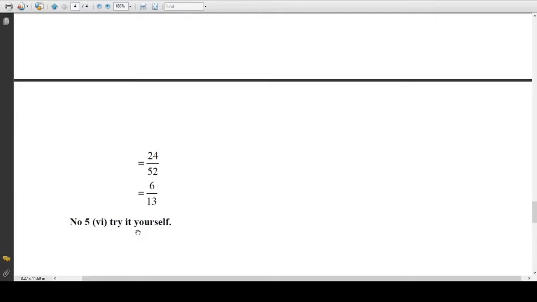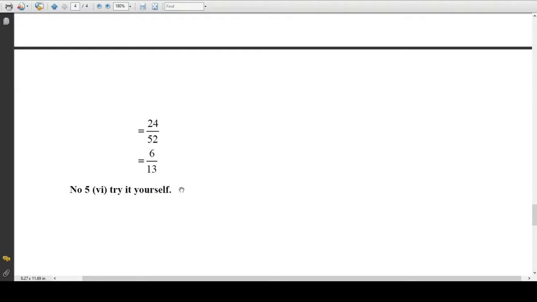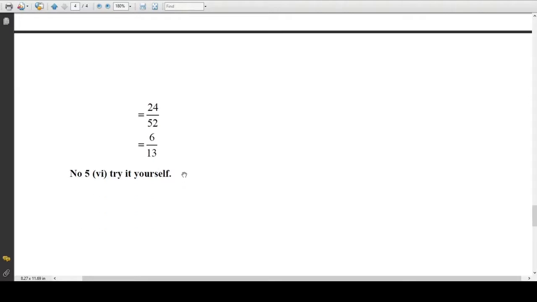Number 6, you try to do it by yourself. It is a very simple thing, just to find the probability. Once you understand how much the favorable outcome is, the possible outcome is usually the same thing, which is the total number of cards, 52. Okay, for the time being we'll stop here and we'll continue again in the next class.